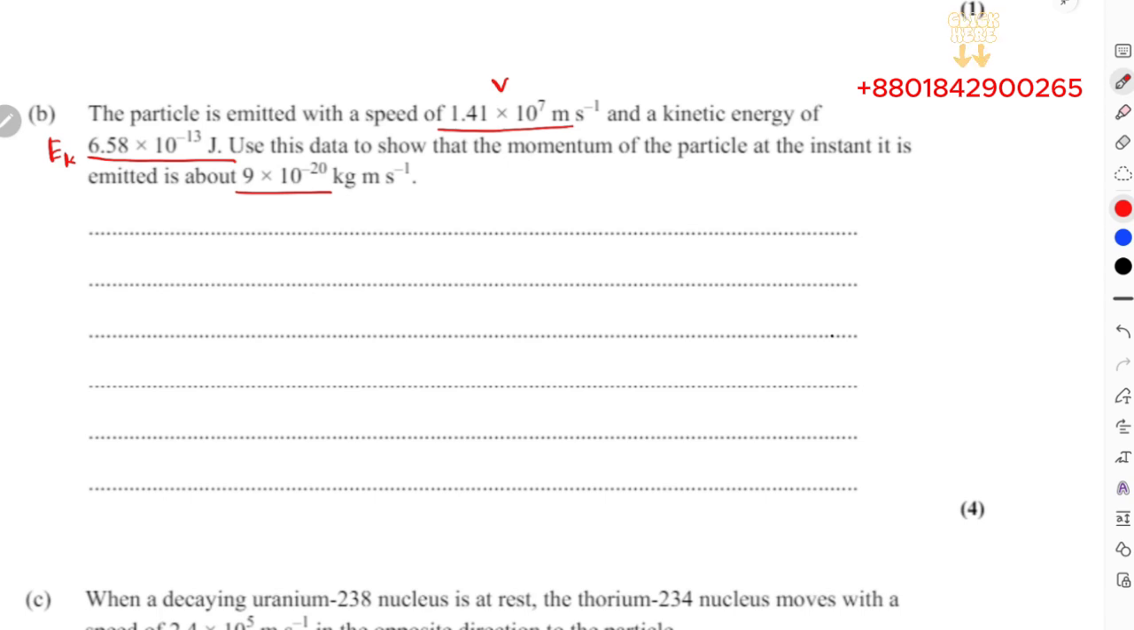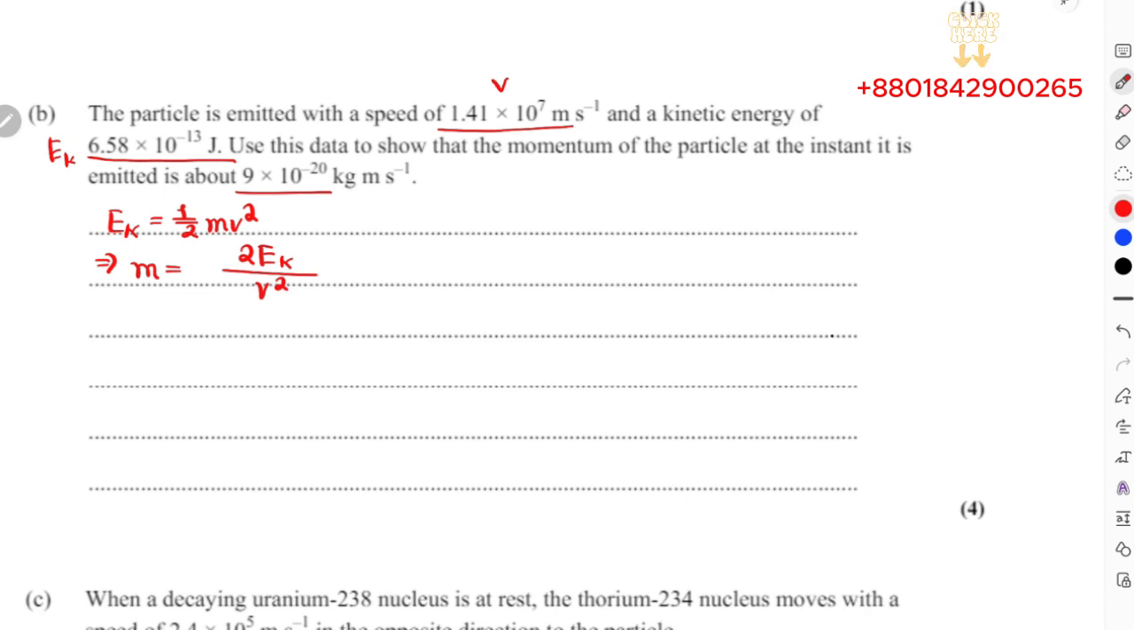As I'm using the data for velocity and kinetic energy to calculate the momentum, I obviously do not have the mass of the particle here. So I'll start with kinetic energy equals half mv squared, and I can make mass the subject of this formula. It will be twice kinetic energy divided by v squared. So that is the expression for mass.